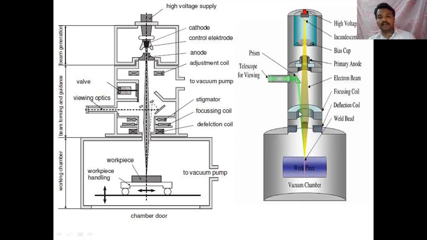and these electrons will now have some acceleration in them, and they will be focused towards the deflection coil. The deflection coil is made of magnetic coils, so they will absorb the electrons which are scattered, and the focusing coil also absorbs the electrons which have been scattered. The deflection coil will now converge the electron beam, which is initially of divergent nature, and will focus it on the workpiece which is placed in the vacuum chamber. Here, the whole process going on in the vacuum chamber can be viewed using a telescope.